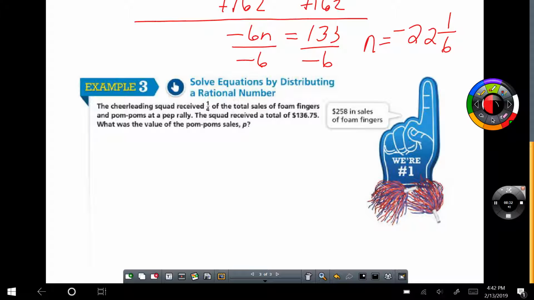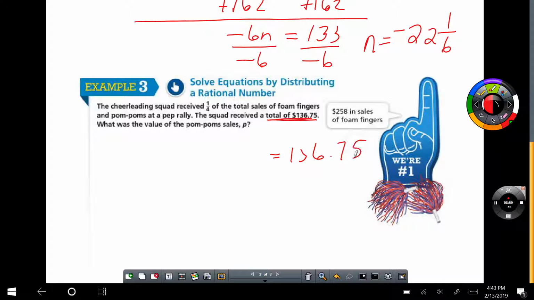Okay, let's walk through this together. The cheerleading squad received 1/4 of the total sales of foam fingers and pom-poms at a pep rally. The squad received a total of $136.75. What was the value of the pom-poms in sales P? Okay? So let's start by our equals part. That's really easy. The squad received a total of $136.75.